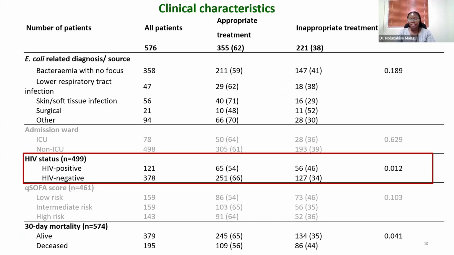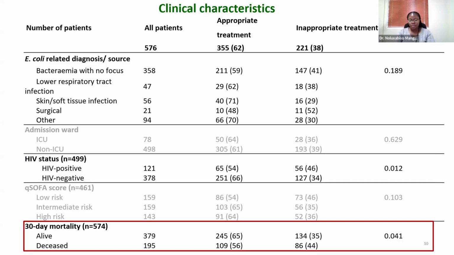HIV status was available for 499 patients, and of these, 24% were living with HIV. And among the HIV positive patients, 46% received inappropriate treatment. Then looking at the 30-day mortality, 34% of the patients died within 30 days. And among those who died, 44% of the patients received inappropriate treatment therapy.